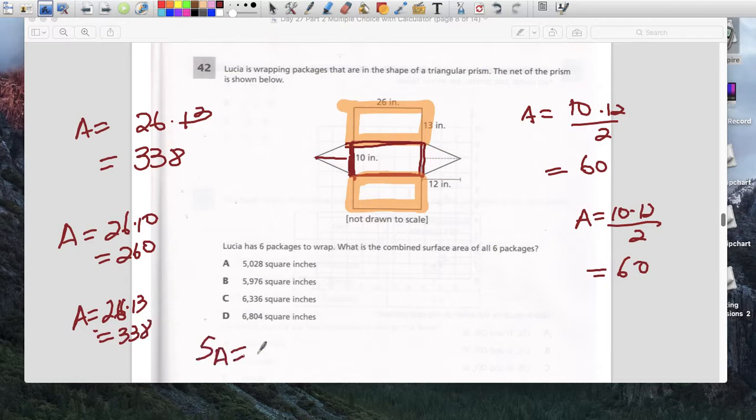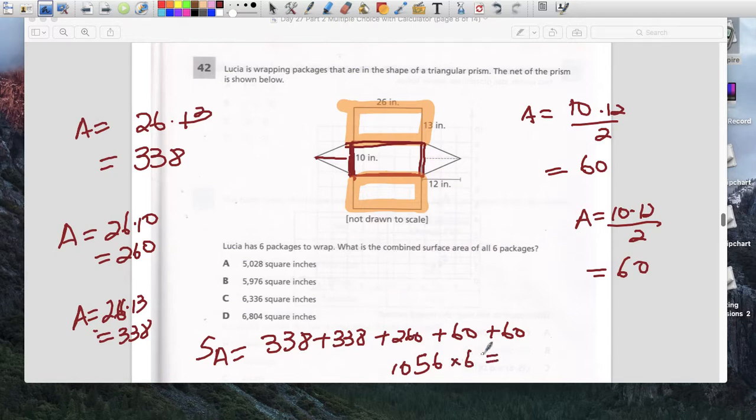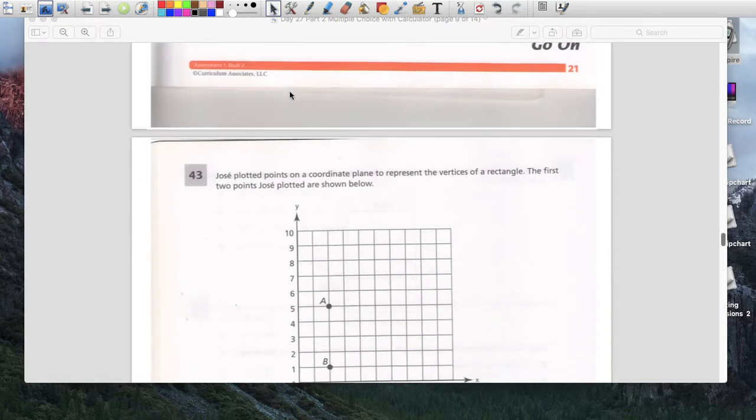So the total surface area of this triangular prism is 338 plus 338 plus 260 plus 60 plus 60. That's going to give us 1,056. But guess what? She wants to wrap 6 of these packages. So we're going to times that by 6, and we're going to get 6,336.